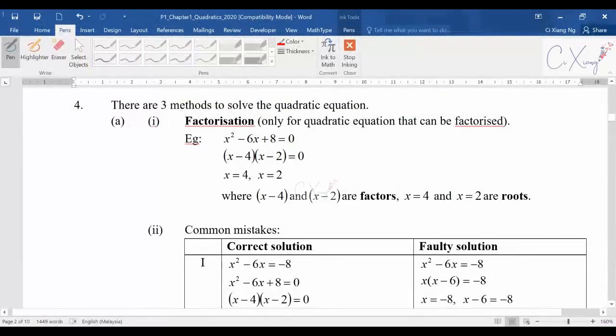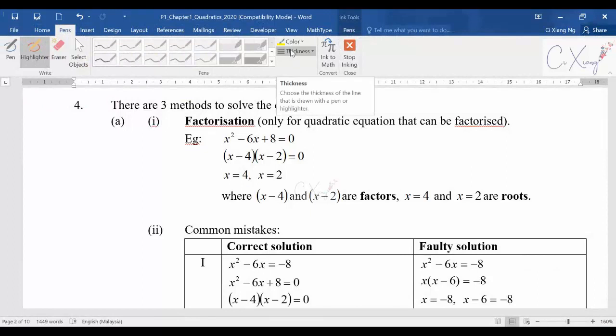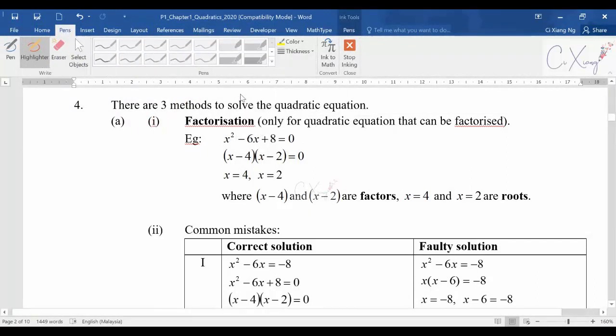Now we come to the second part of quadratic equations. We are going to learn how to solve the quadratic equation. I think you also learned this before, so just go through it quickly to recall what you have learned. The very first method is factorization, only for certain quadratic equations that can be factorized. Not every quadratic equation can be factorized.